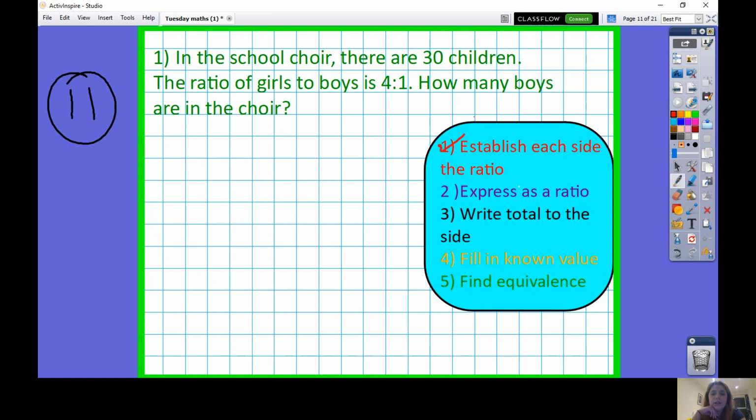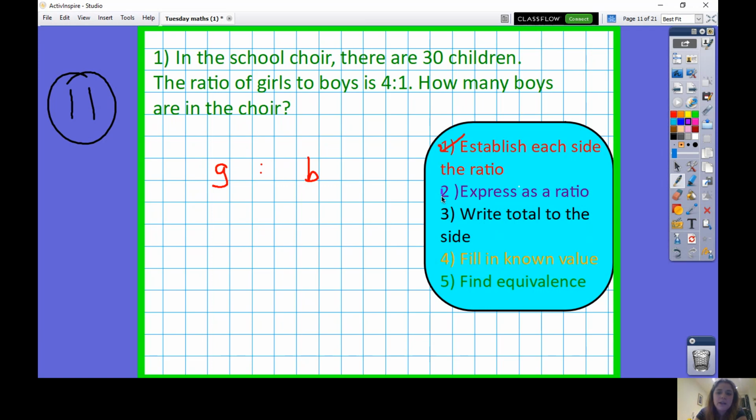Establish each side of the ratio. Pause the video and do that if you want. In a school choir, there are 30 children. The ratio of girls to boys is 4 to 1. Establishing each side of the ratio will be G to B. Oh, I'm going to spread those out a little bit more. I've got girls and I've got boys. Okay, pause the video for step 2 if you want to express as a ratio.